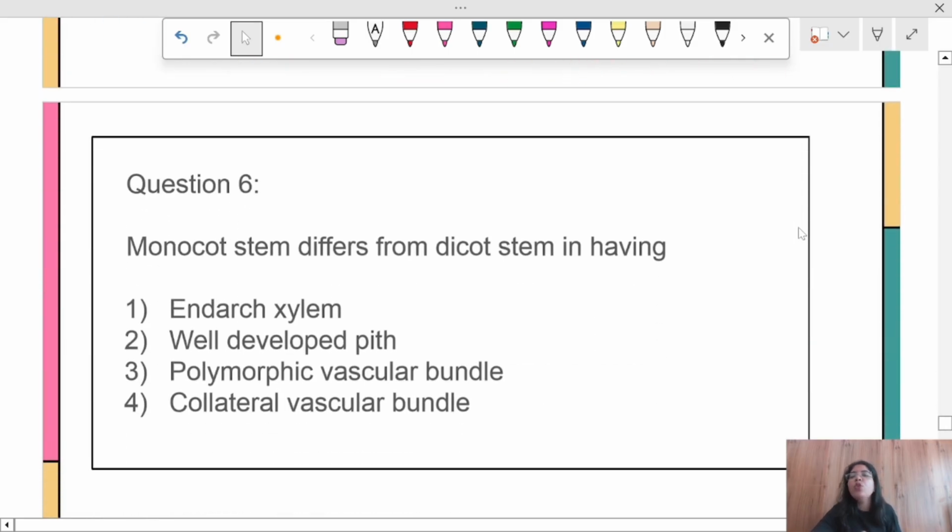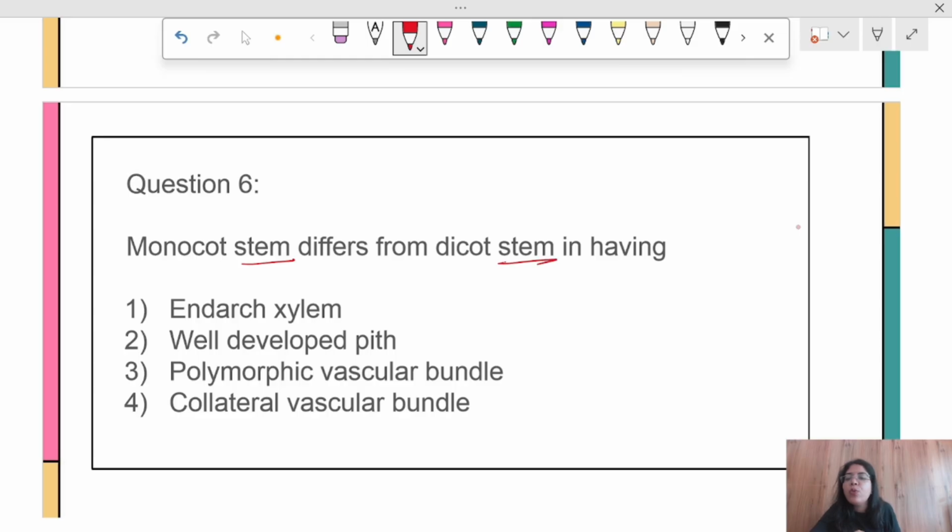Fine. Monocot stem differs from dicot stem in having what? Okay, so monocot stem and dicot stem both have endarch xylem, correct? Both have well developed pith. Monocot stem does not have pith at all, right? Polymorphic vascular bundle, yes. What is the meaning of this term polymorphic vascular bundle? Polymorphic means vascular bundles are not looking same. The outer ones are actually smaller as compared to inner ones, right? Remember, vascular bundles are scattered and outermost are size wise they are smaller, right? Peripheral ones are smaller. So this is polymorphic, multiple forms, right? Collateral vascular bundle, that is same in both, right?